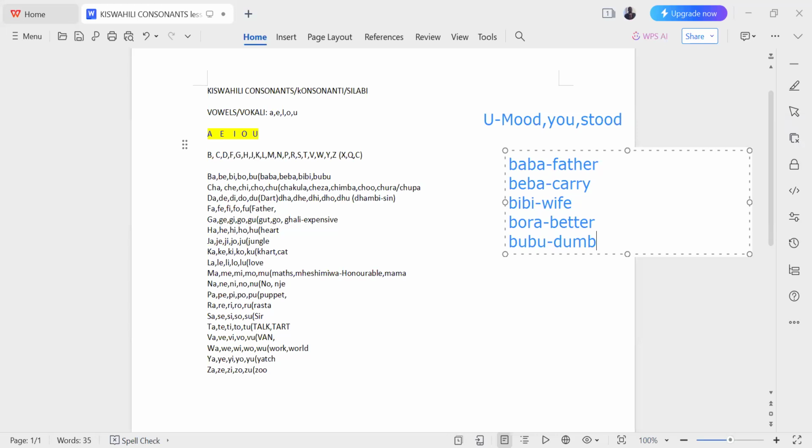Beba, you have a word. Bibi, you have a word. Bora, you have a word. And boo boo. So here is how you pronounce the syllables and how you can combine them.